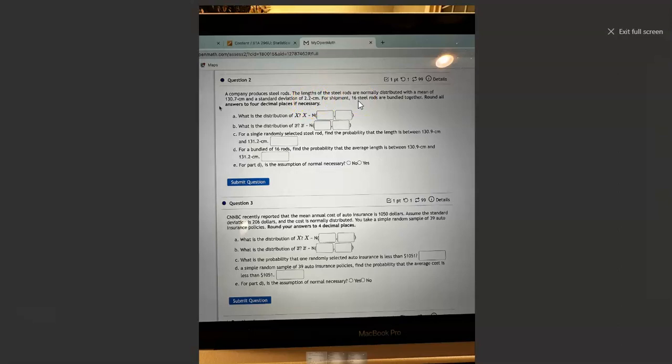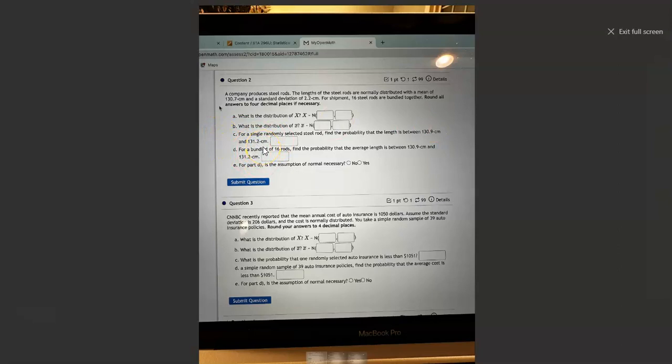So if I put 2.2 over 4 in my calculator, let me pull that up. 2.2 divided by 4, or divided by the square root of 16, that standard deviation for the second one would be 0.55. Now, keeping those means and standard deviations in mind, we're going to answer C and D. To answer C, since we are looking at a single steel rod, not a sample, just one rod, then we are going to use the normal z-score, and we're going to put 130.9 into it and 131.2 into it.